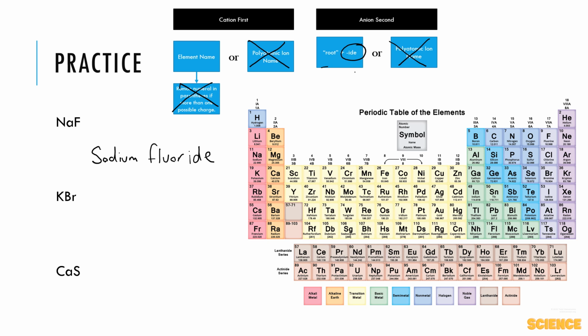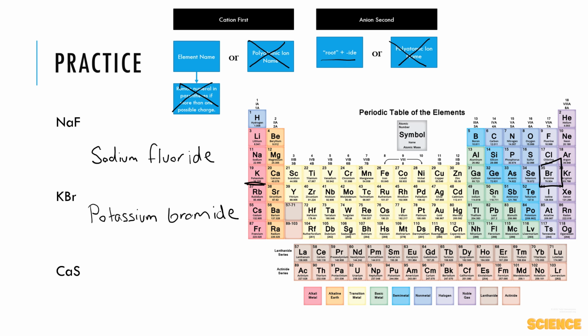Our next one is KBr. Again, for our cation, which in this case is K, a K plus ion, we just need to do the element name. The element name for K is potassium. I just need to write potassium. Now in the case of Br, Br is over here, and Br is bromine. Just like before, we take the root plus IDE, so bromine becomes bromide. The name of this one is potassium bromide.